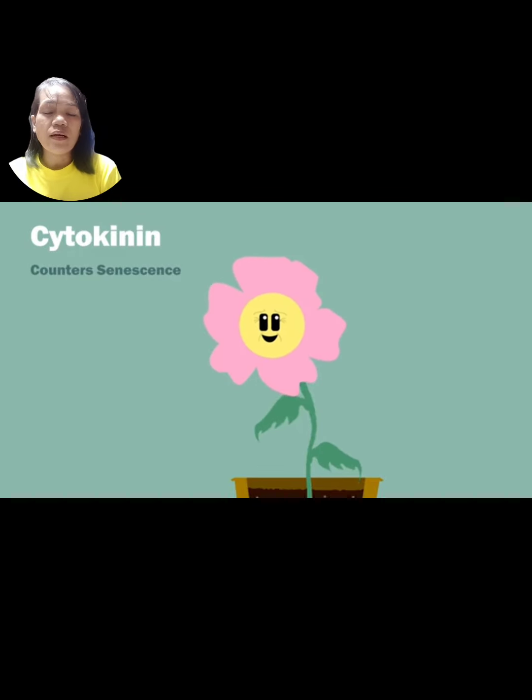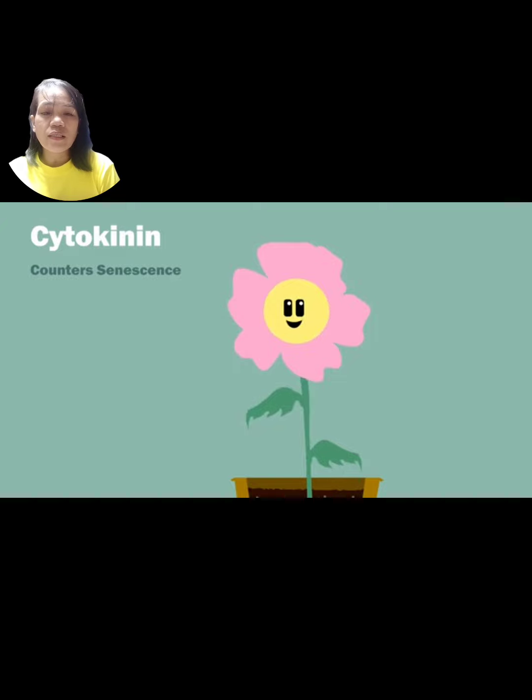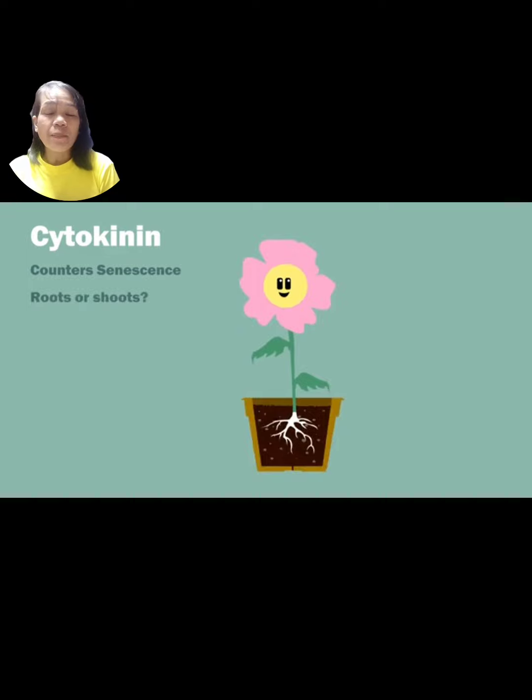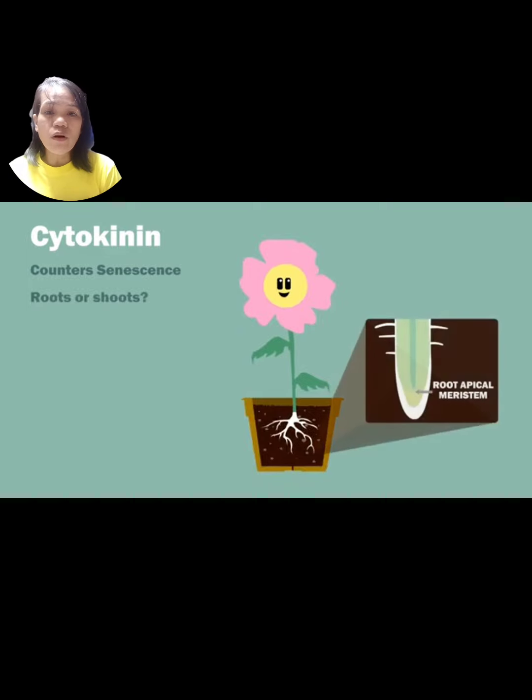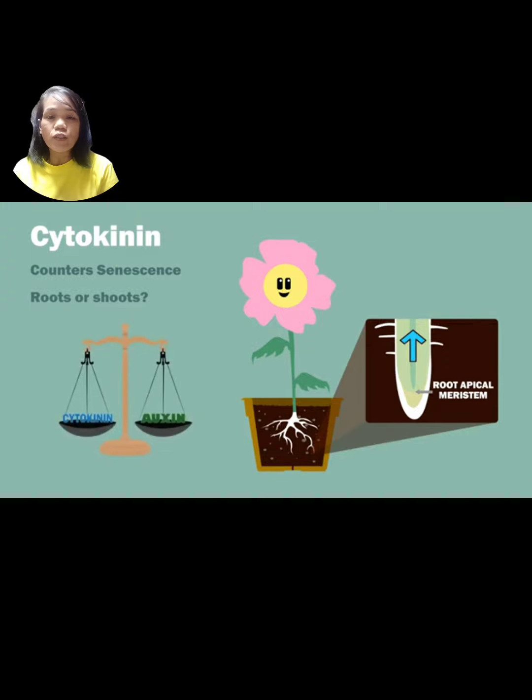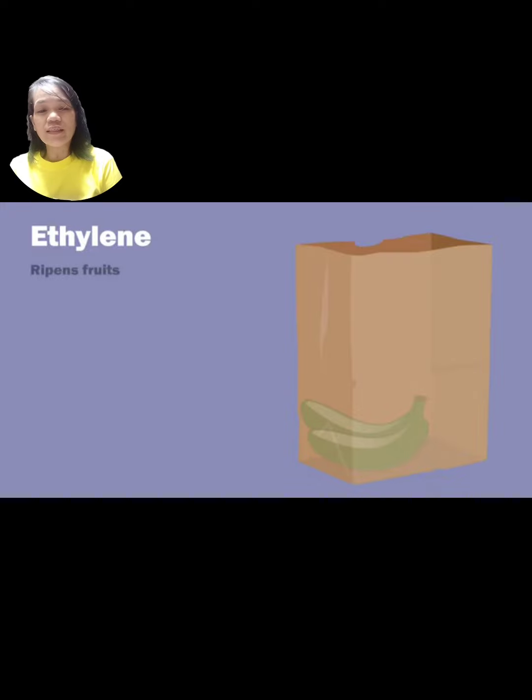Cytokinin counters senescence and is also important for making plant organs. This hormone is produced in the root apical meristem, and the ratio of auxin versus cytokinin matters. Ethylene works with auxin to cause abscission of leaves, flowers, and fruits.